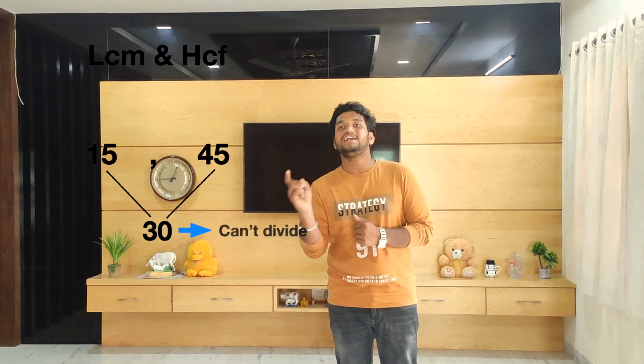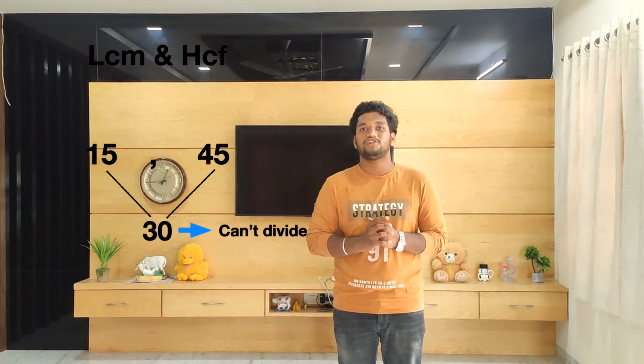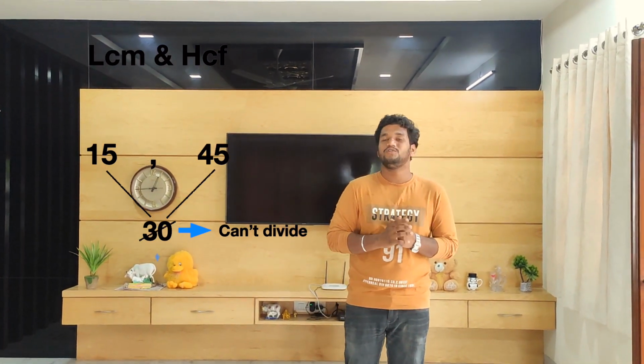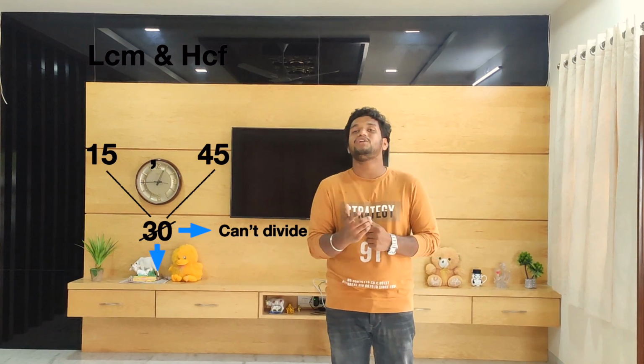30. Now, next step, what you have to do? You have to check whether 30 can divide 15 and 45 or not. Is it possible to divide 30 with 15? No, that's not possible. The next what you have to do?